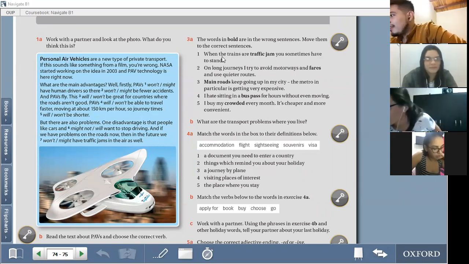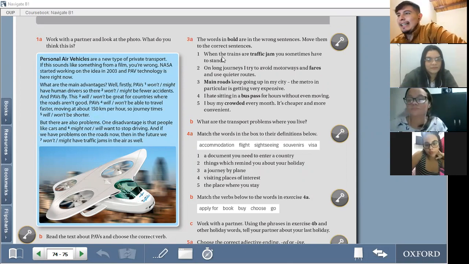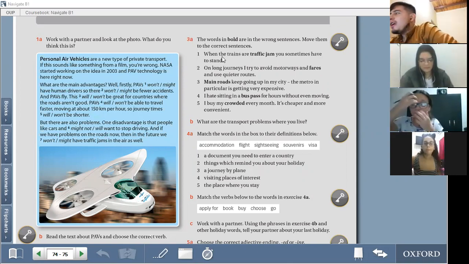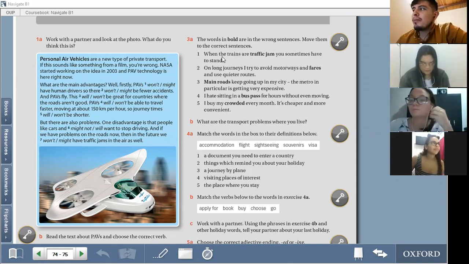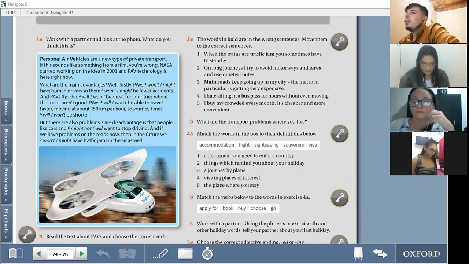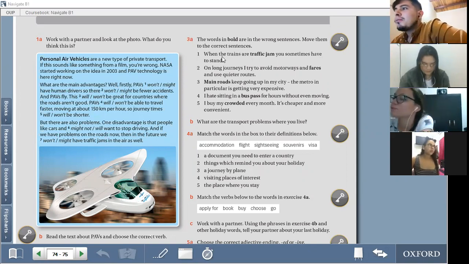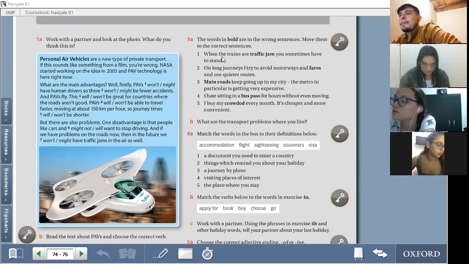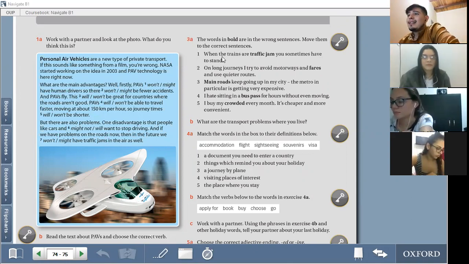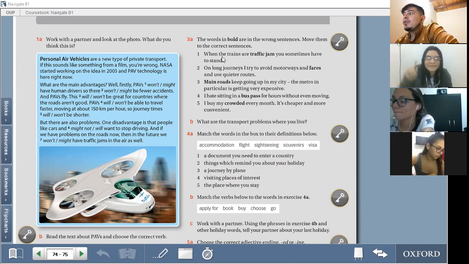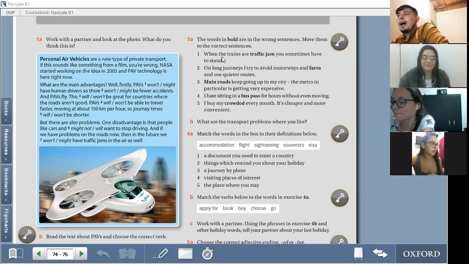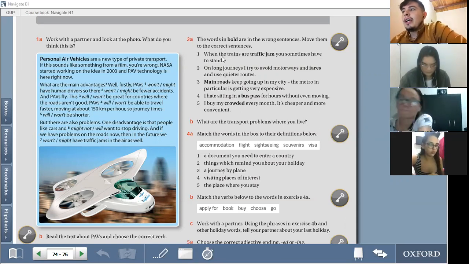All right, let's discover what that is. Personal air vehicles. Remember the pronunciation is vehicles. They are a new type of private transport. I want you to read with me. If this sounds like something from a film, you are wrong. NASA started working on the idea in 2003, and PAV technology is here right now.